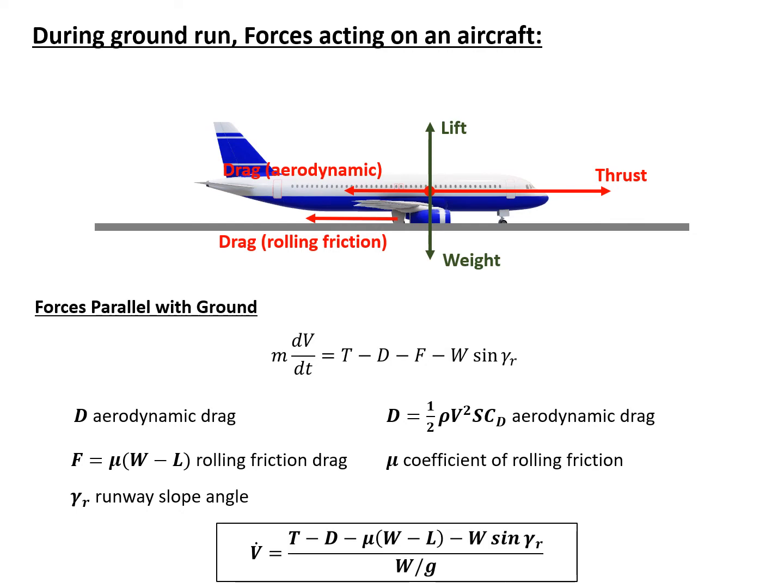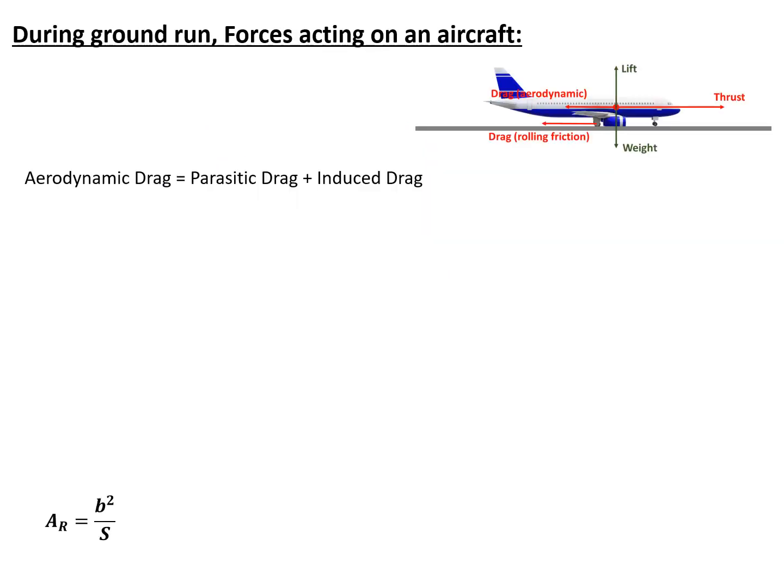Okay, now we just rewrite the equation above and make the acceleration explicit. V dot is the dV/dt, that's the acceleration. Now we are going to try to simplify or analyze the relation in the bracket. We've just derived the acceleration of the aircraft on the runway, and we know there are a few component forces on the right-hand side of the equation.